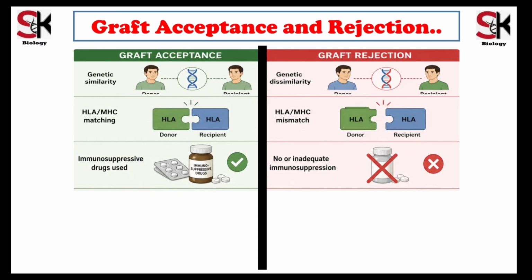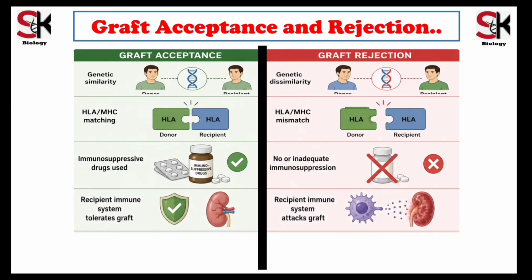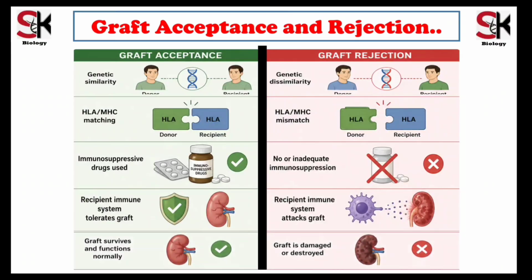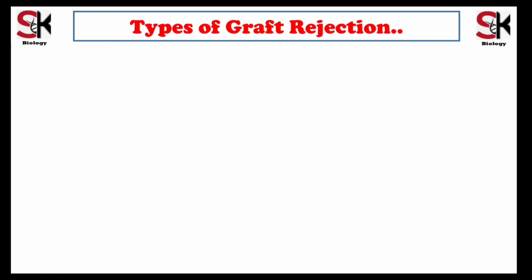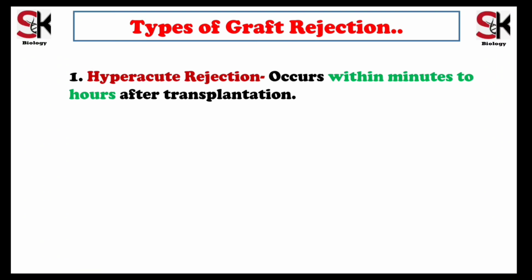If the recipient's immune system tolerates the graft, the graft survives and functions normally. But if the recipient's immune system attacks the graft, the graft is damaged or destroyed. If there is a mismatch in transplantation, there will be high chances of graft rejection.